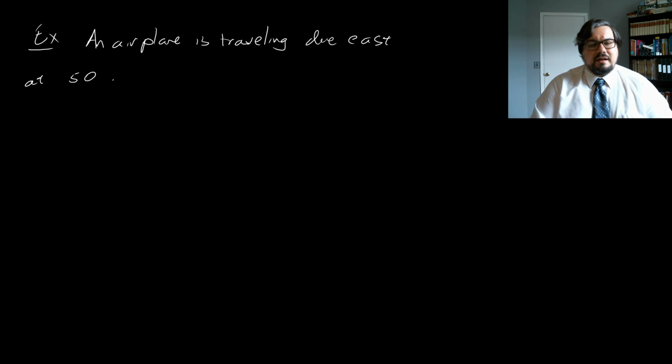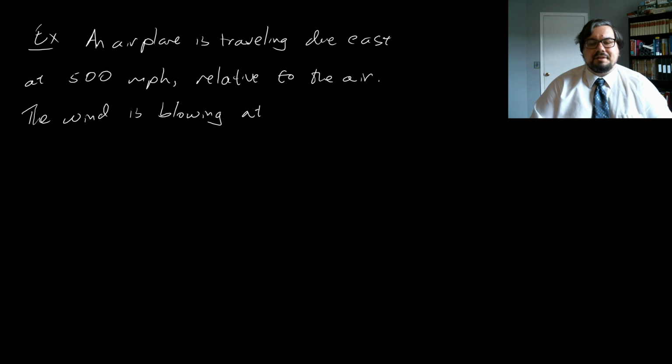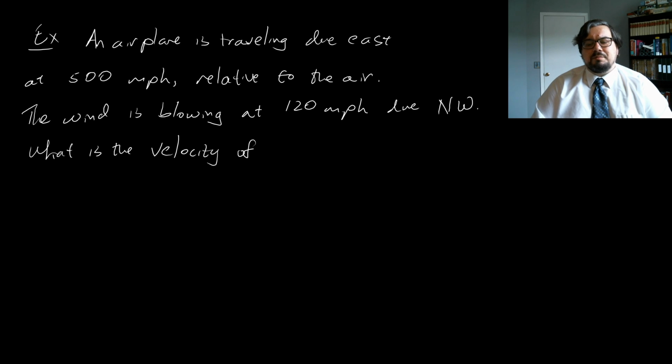Let's say that an airplane is traveling due east at 500 miles per hour relative to the air. However, the wind is blowing at 120 miles per hour due northwest. What is the velocity of the plane relative to the ground?